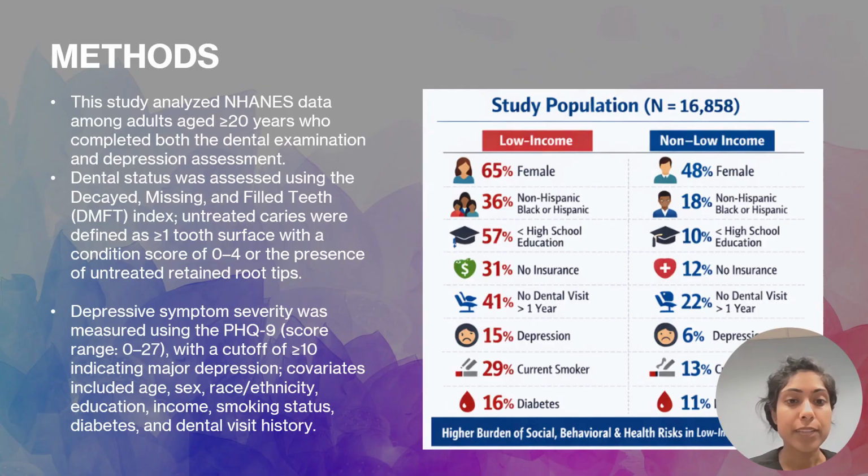The study used NHANES data amongst adults who were aged 20 or older who completed both a dental examination and depression assessment. Dental status was assessed using the DMFT index, and untreated caries were defined as one or more tooth surfaces with a condition score of 0 through 4, or the presence of untreated retained root tips. Depressive symptom severity was measured using the PHQ-9 score. The score ranged between 0 and 27, with a cutoff of 10 or more indicating major depression. Covariates included age, sex, race, ethnicity, education, income, smoking status, diabetes, and dental visit history.